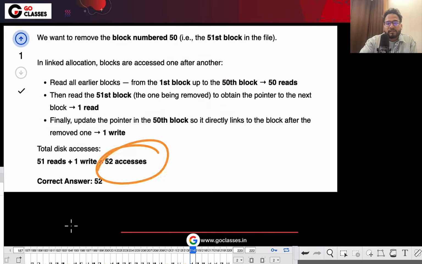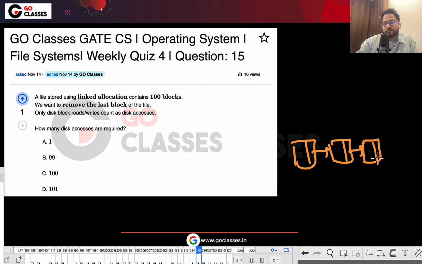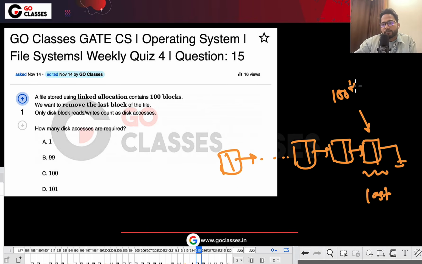Now let's see the next question, which is the last question of this quiz. This was a quiz of 15 questions and this is the last one. They are saying that if you have linked allocation and you want to remove the last block. Let's suppose this is the last block and these are the 100 blocks. So this is the 100th block. In the linked allocation, if you want to remove this, then what are the reads or writes?